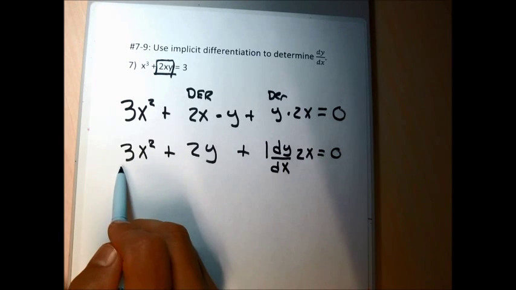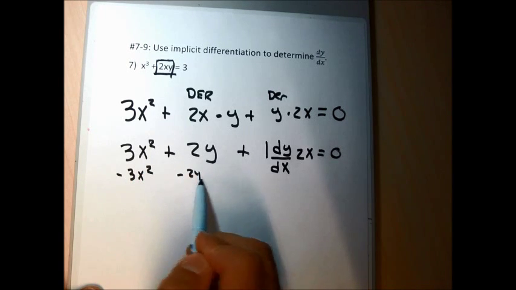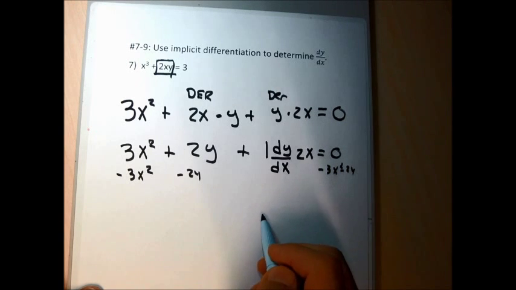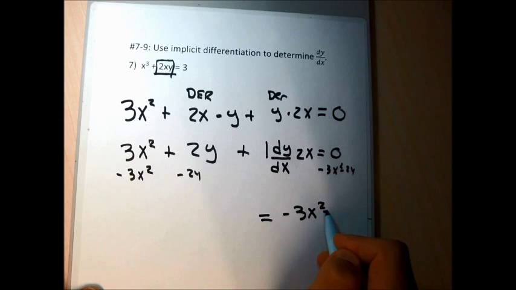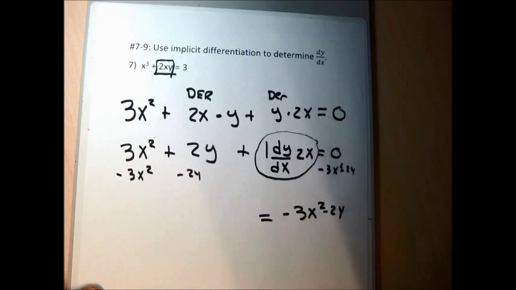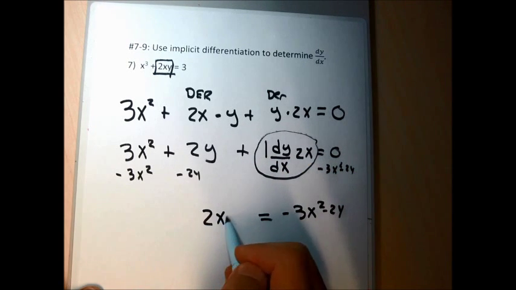And then I'm going to subtract these from both sides. So I'm going to subtract 3x squared and 2y from both sides. And on the right-hand side, that's going to give me a minus 3x squared and minus 2y. This is the thing that I have left on the left-hand side. I'm going to multiply the 1 and the 2x and get a 2x dy dx.